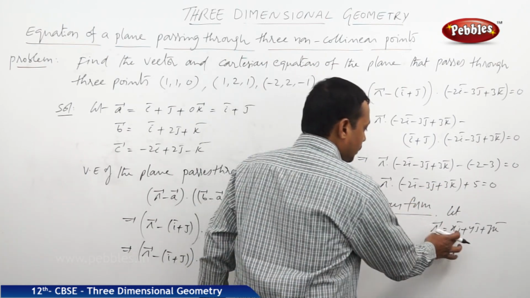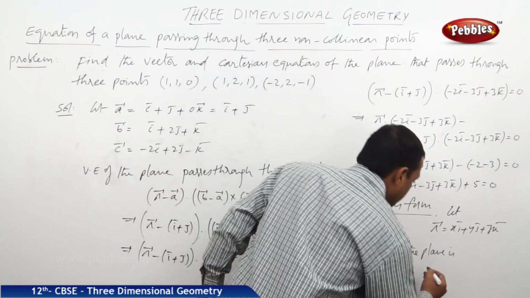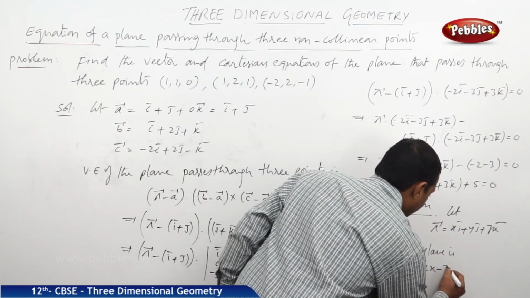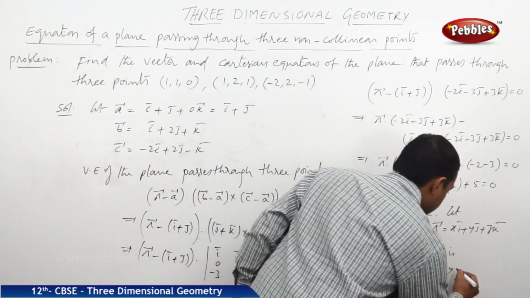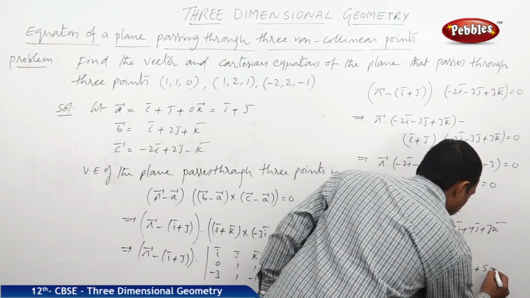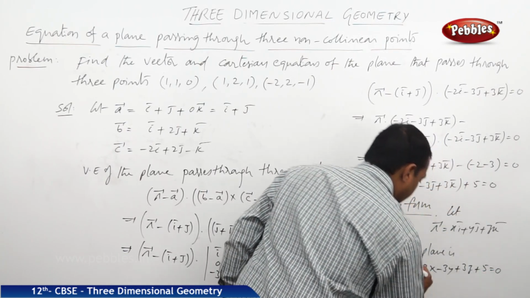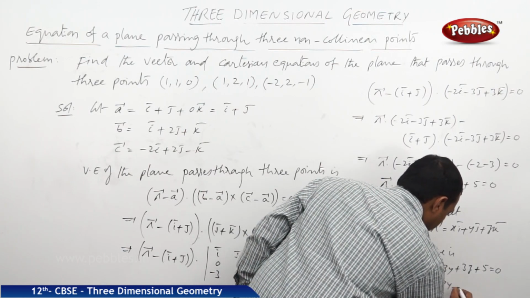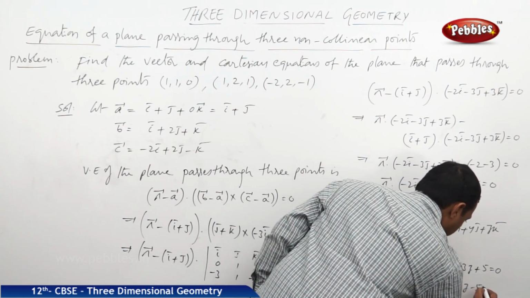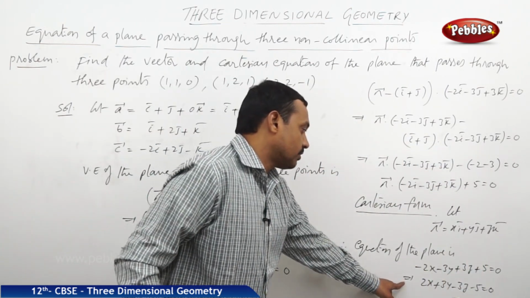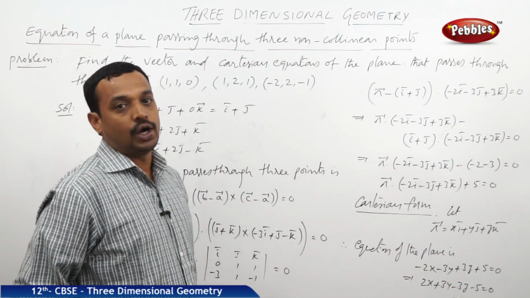Now the dot product between these two gives minus 2x minus 3y plus 3z plus 5 is equal to 0. Or multiply this entire equation with minus sign: 2x plus 3y minus 3z minus 5 is equal to 0. This is the Cartesian equation of the plane passing through 3 points.